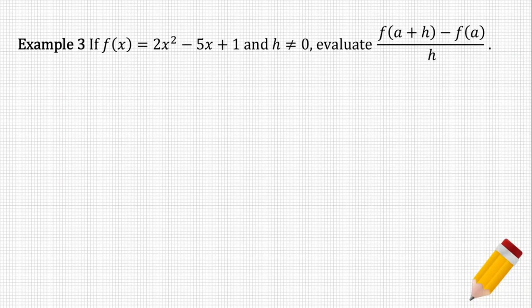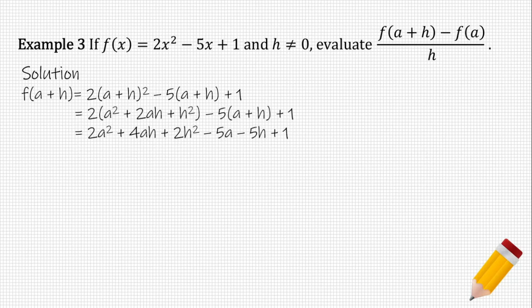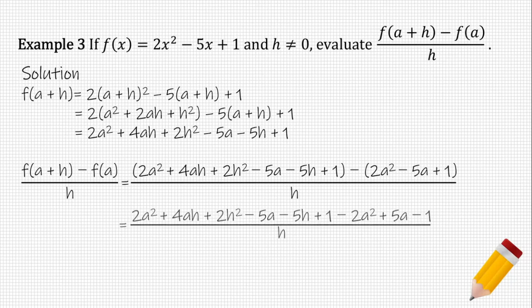Example 3. If f of x is equal to 2x squared minus 5x plus 1 and h is not equal to 0, evaluate f of (a plus h) minus f of a, divided by h. Solution. We first evaluate f of (a plus h) by replacing x by a plus h in the expression for f of x. Then we substitute into the given expression and simplify.